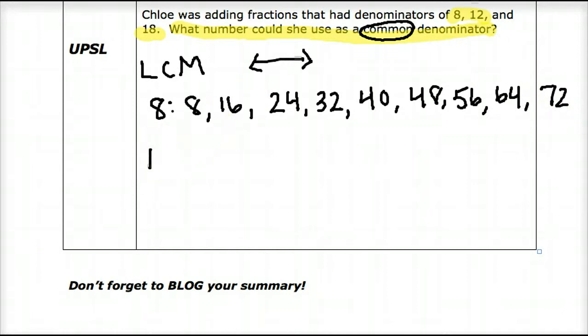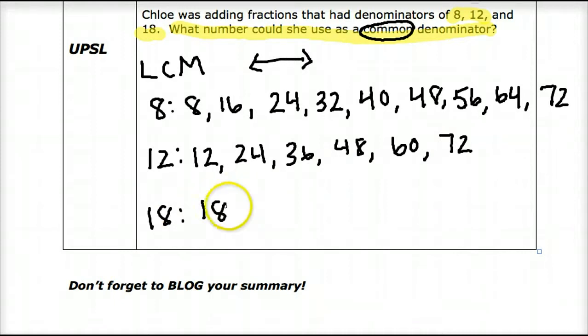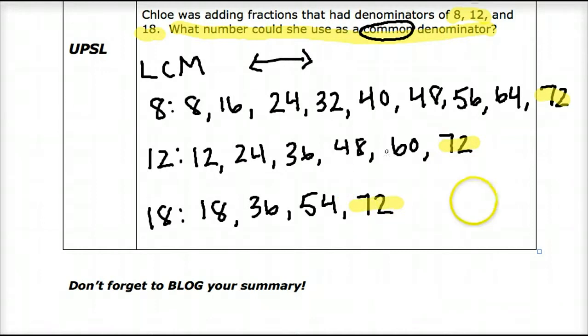For the number 12, we can do the same thing. We're going to count by 12. So we have 12, 24, 36, 48, 60, and 72. And for the number 18, we have 18, 36, 54, and 72. Which means that the number we see on all 3 of the sets of multiples is 72. So the denominator that's common that she will use on her adding of fractions is going to be the LCM equals 72.